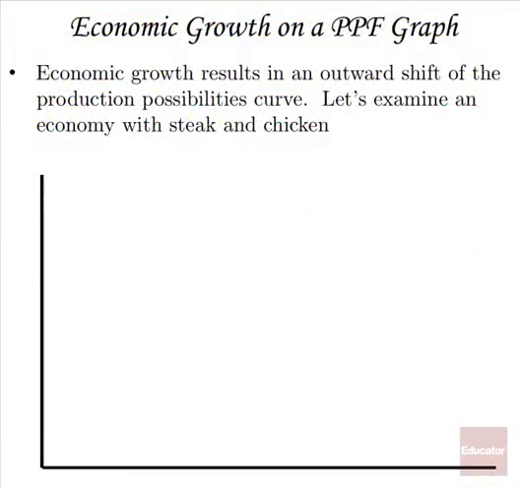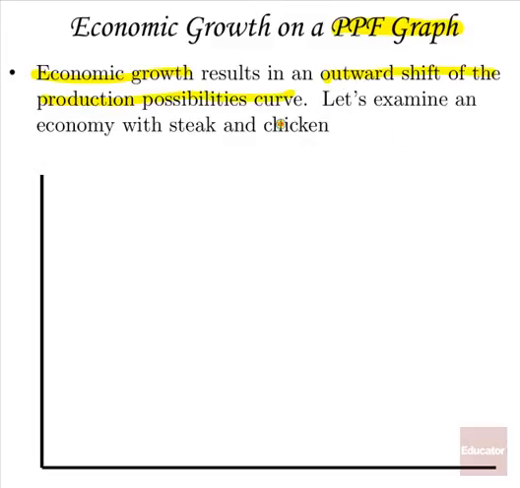So let's take a look at economic growth on a production possibilities graph here. Again, this is something that in the beginning of the unit we went over, production possibilities graph, and we're going to use this to show how economic growth is shown on a production possibilities graph. We're going to look at how it's shown on an aggregate demand, aggregate supply graph. But let's start off with the PPF graph here. So economic growth results in an outward shift of the production possibilities curve.